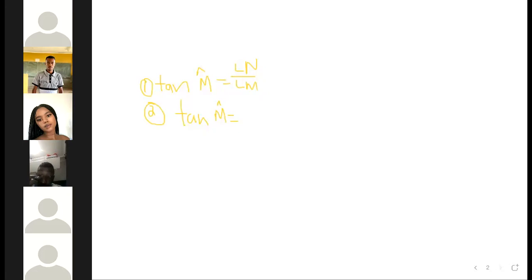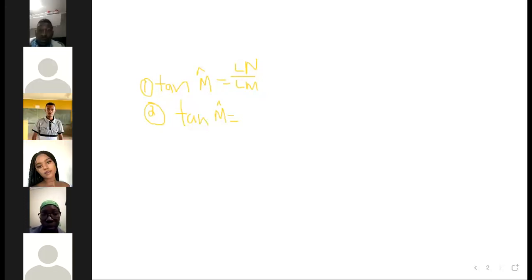Can you see the diagram on your screen? No, you cannot see. I'm sharing the screen. It's not appearing on your screen. Can you see my screen or you cannot? We can see your screen, but it's not the diagram. It's not extract number 4.